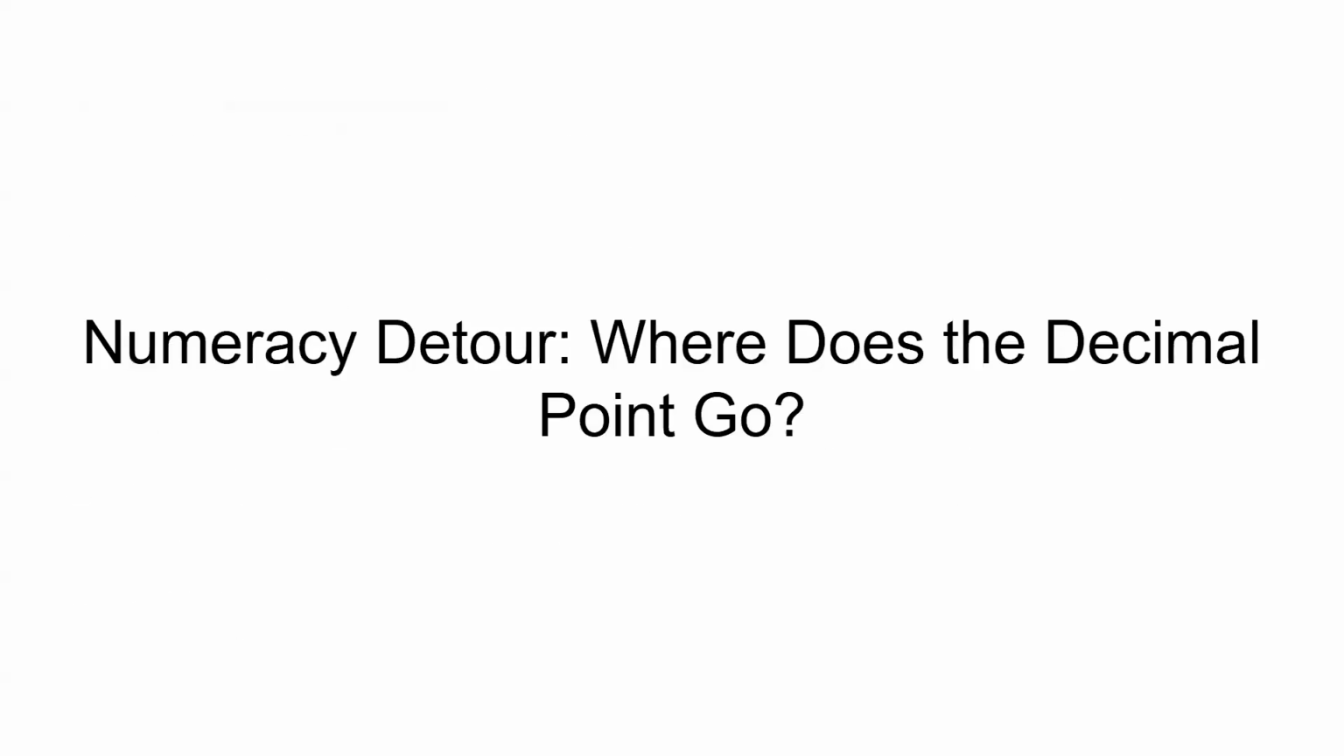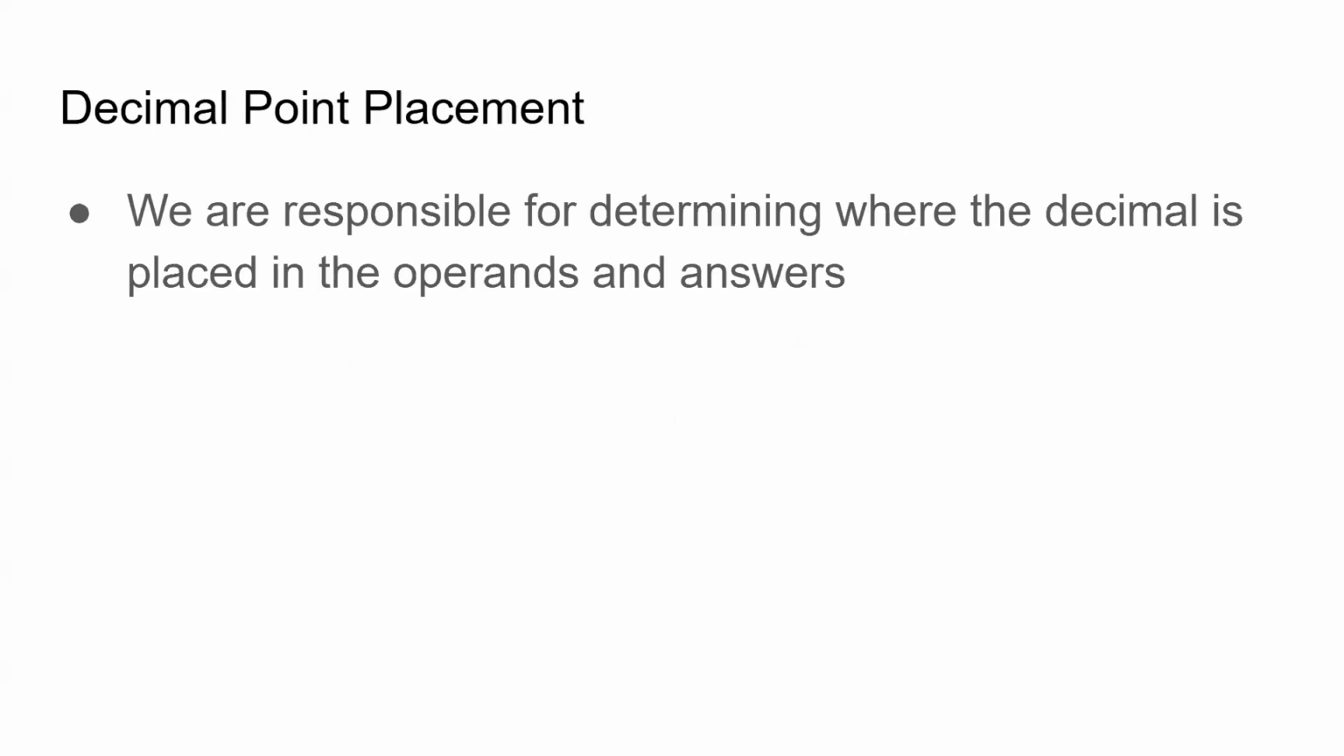And we have to take a little bit of a numeracy detour here. Where does a decimal point go in this? Because all of the numbers that are on the slide rule are between 0 and 10. Clearly, we're going to be working with numbers that are bigger than that or smaller than that. Where do I put the decimal point? Well, it's up to us. As the human operator of the slide rule, we're responsible for determining where the decimal is placed in the operands and the answers.